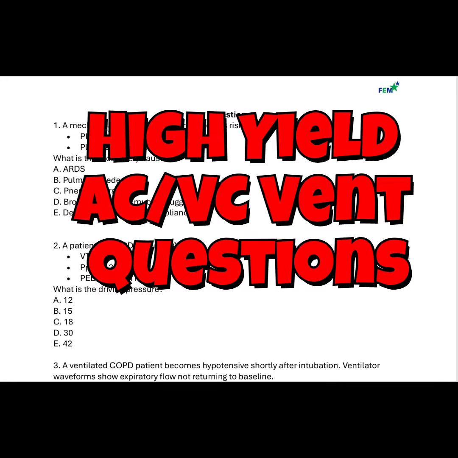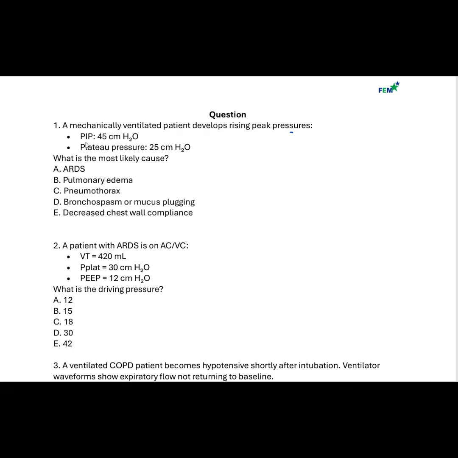So the first question: a mechanically ventilated patient develops rising peak pressure. Our peak inspiratory pressure, or peak airway pressure, here is 45. When we do our inspiratory hold, the patient's plateau pressure is 25. Remember, our normal plateau pressure should be less than what? Less than 30. So this patient has a normal plateau pressure.